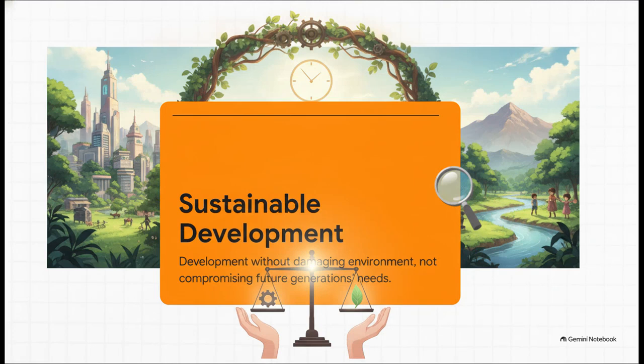So what's the fix? Well, it's a concept you've probably heard before: sustainable development. It's the idea that we can totally grow our economies today, but we absolutely cannot do it at the expense of tomorrow's world. It's all about balance, right? We want to maintain our current quality of life while making absolutely sure our children and grandchildren still have the resources they need to thrive.